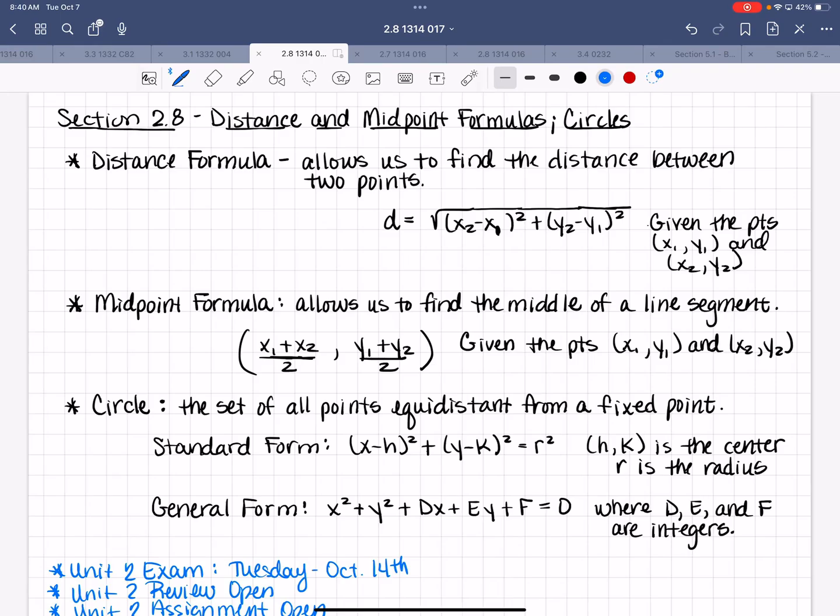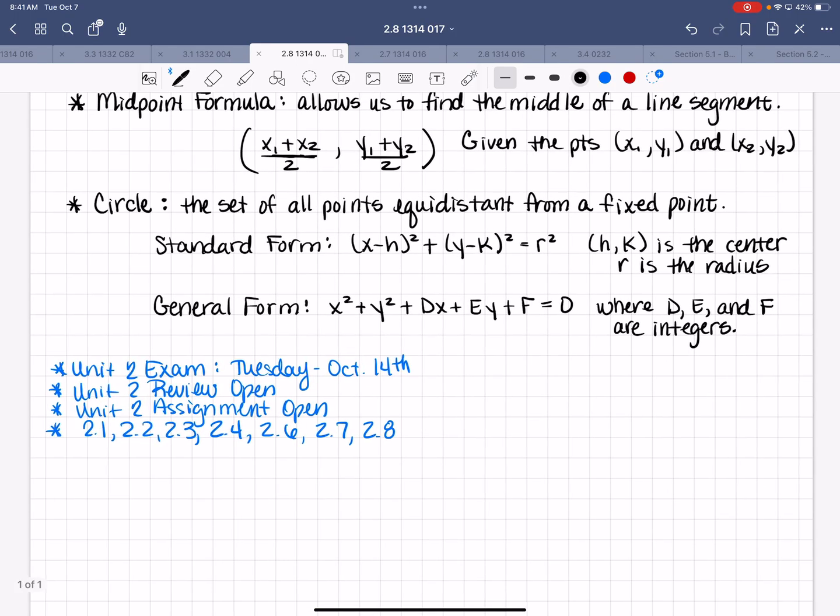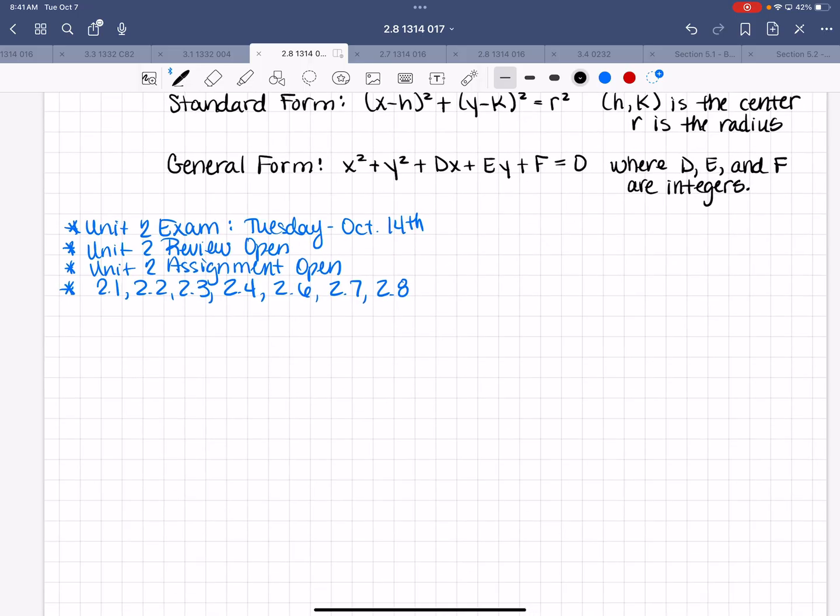Okay, so we started section 2.8. It deals with distance and midpoint formulas and circles. I gave you the distance formula. I gave you the midpoint formula. And I gave you the two different forms that a circle can be in. And we are actually ready for example 1 there.